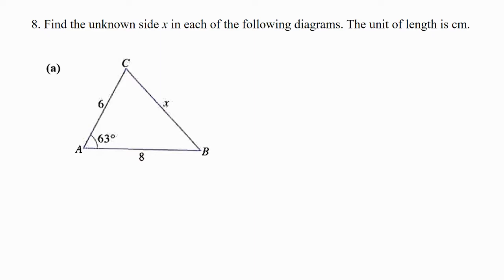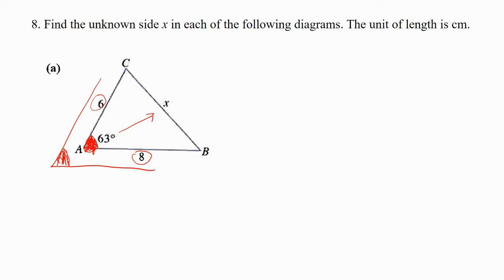So in this example, find the unknown side x in each of the following diagrams. The unit of the length is cm. So looking at the diagram, 63 degrees is opposite side x. We draw an arrow. And then what do we have? We have two sides given and 63 degrees is the included angle. Included angle, so this is like a V shape whereby the angle is in between. That is called the included angle.